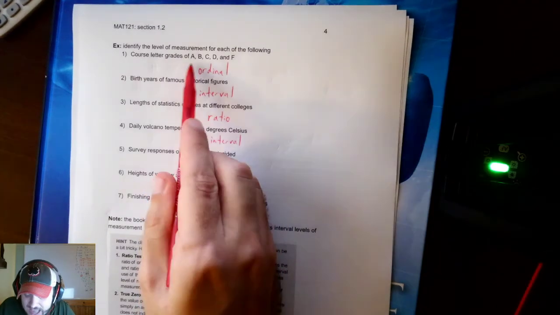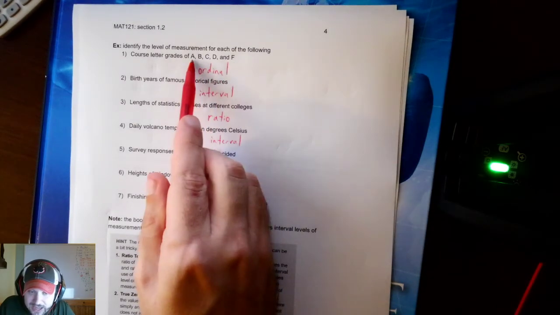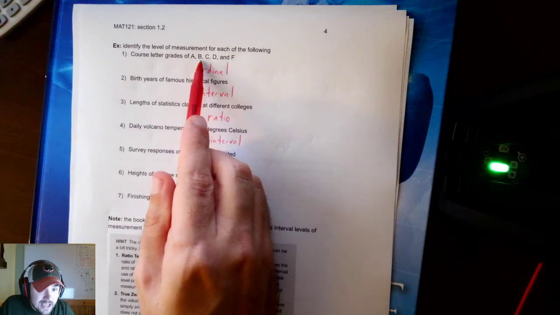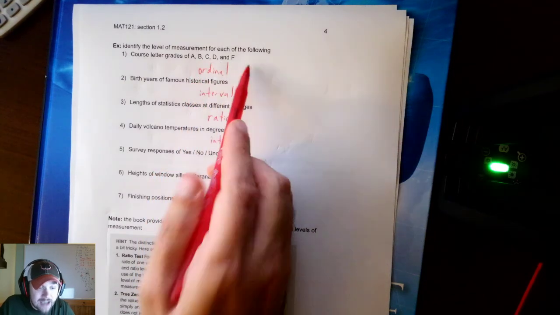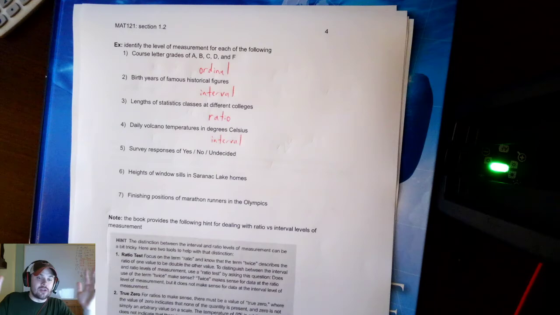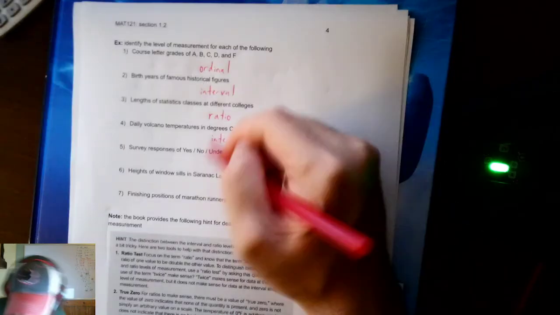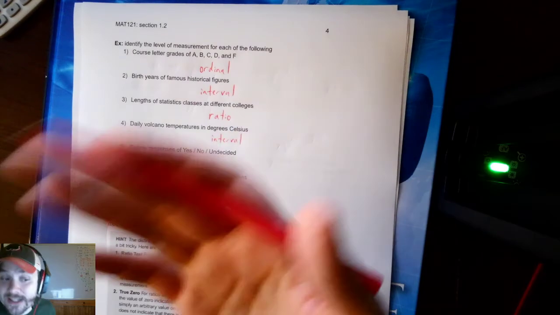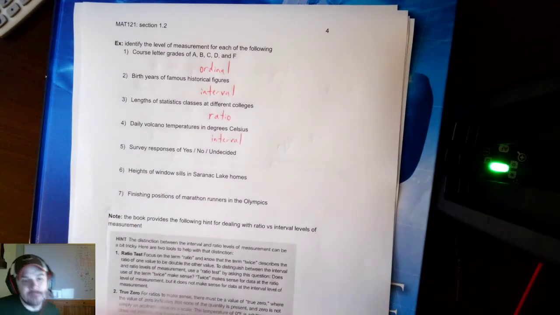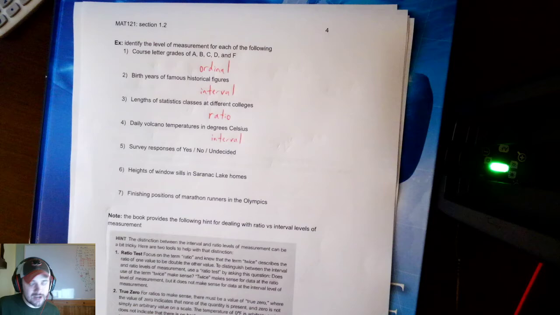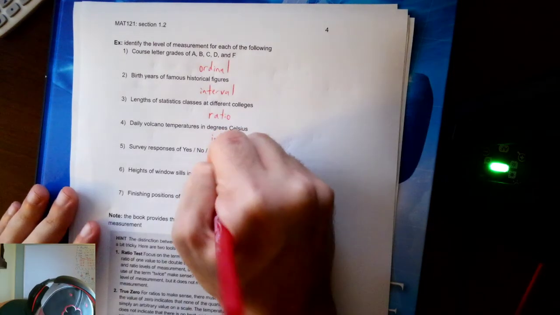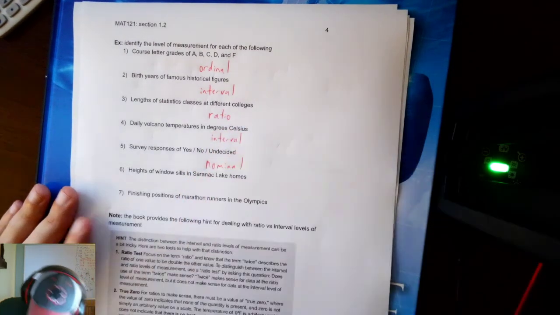The letter grades had a natural order, right? A, B always follows A, then C, then D, then F. Those are the letter grades. They have a natural hierarchy. Yes, no, and undecided do not have an order. If you think yes should always come first, it depends on the question you're asking, right? You might think no should come first to certain questions. So this is nominal data.